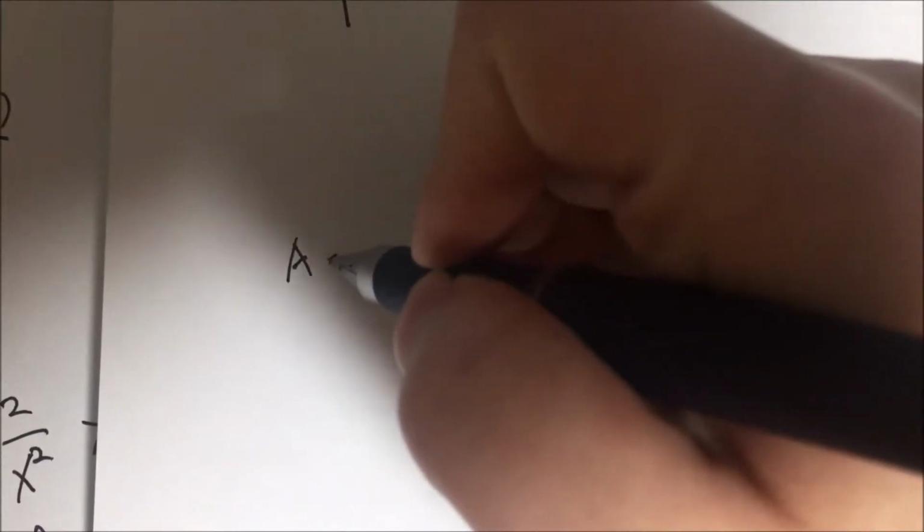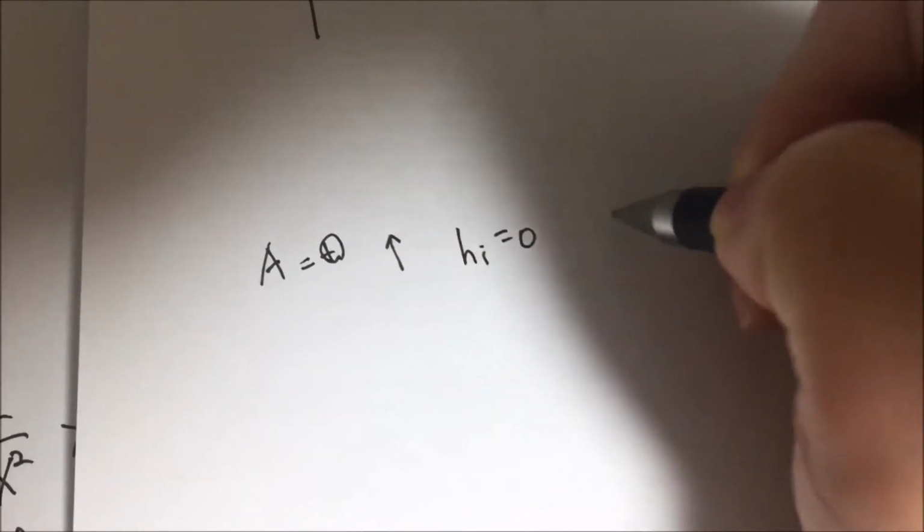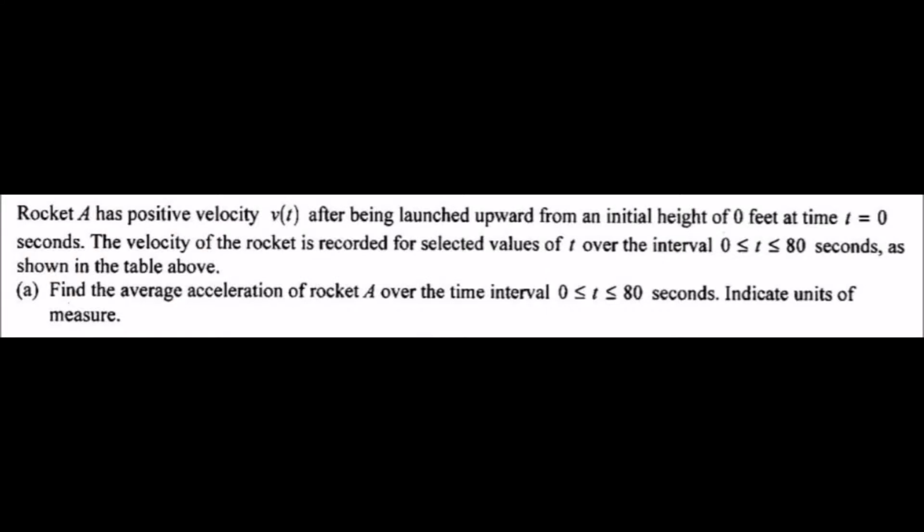Rocket A has positive velocity v(t) after being launched upward from an initial height of 0 feet at time t equals 0 seconds. The velocity of the rocket is recorded for selected values of t over the interval 0 to 80 seconds, as shown in the table above. Part A says find the average acceleration of rocket A over the time interval 0 to 80 seconds, indicate units of measure.